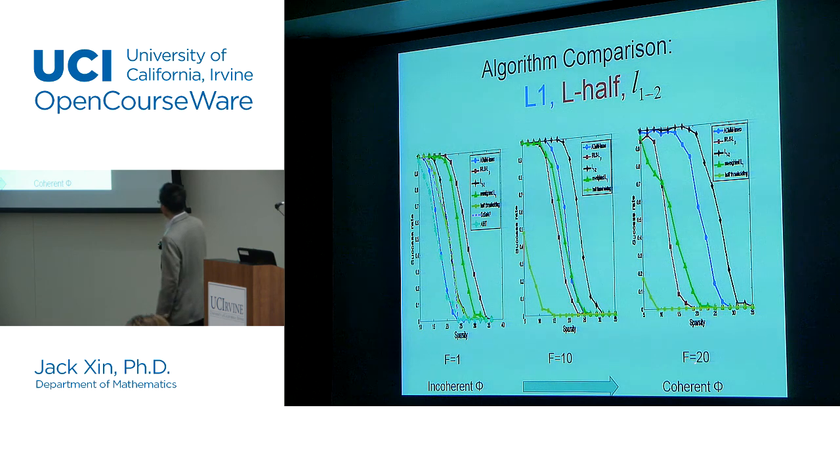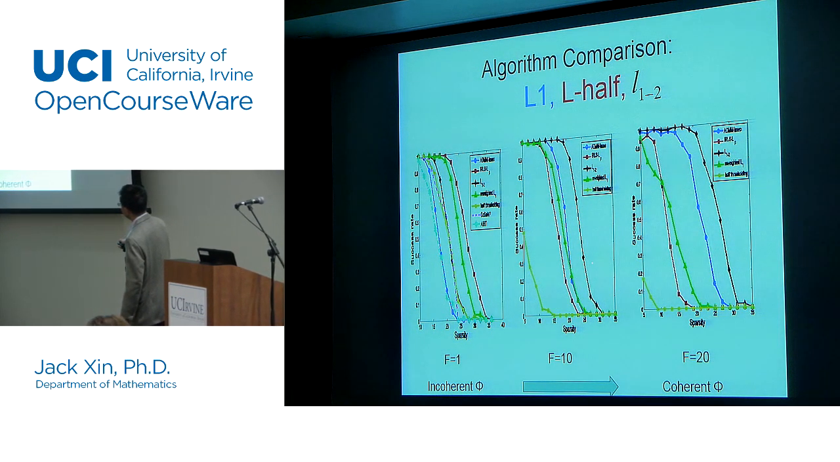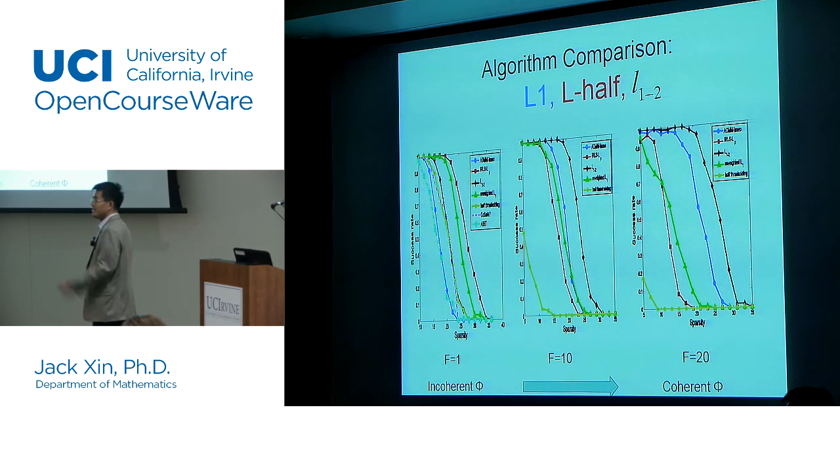Okay, and as you increase f further, this pattern continues. In other words, L1 and L1 minus L2, so L1 minus L2 always improves on L1 consistently. In particular, it's one of the best if the coherence is high. So if the matrices are incoherent, then L1 half is the champion, the individual event champion. And if the coherence is high, then L1 minus L2 is the champion. So the UCI guy wins in one event, right? Okay, so that's the picture.